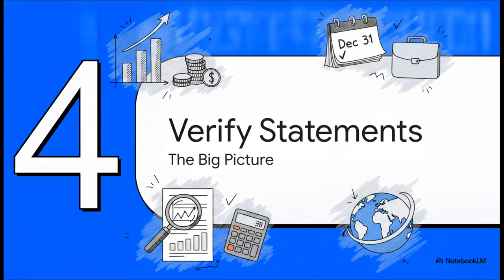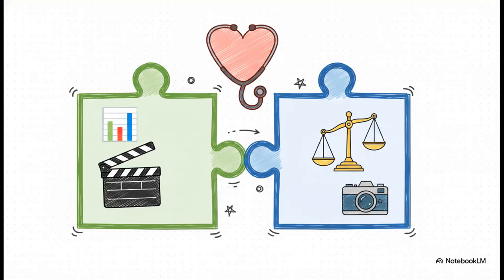Which brings us to Section 4, verifying your statements, the big picture. Reviewing your statements together gives you a fantastic plain language picture of your business. Your income statement, that's the story of your performance. It shows exactly what happened during the year regarding income and expenses. Your balance sheet or statement of financial position is more of a snapshot. It shows what the corporation still owns, like assets, or what it owes, like liabilities. Looking at them side by side shows you exactly how healthy your business truly is.